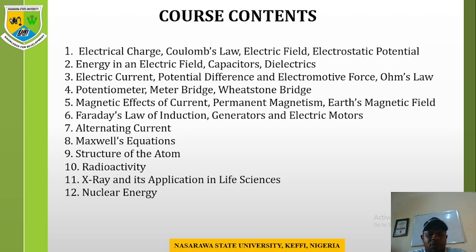9, we have structure of the atom. 10, we have radioactivity. 11, we have X-ray and its application in life sciences. 12, we have nuclear energy. These are the course contents for this course. You will see that we have the electricity part, the magnetism part, and lastly the modern physics part. For today's class, I'll be speaking on Maxwell's equations.